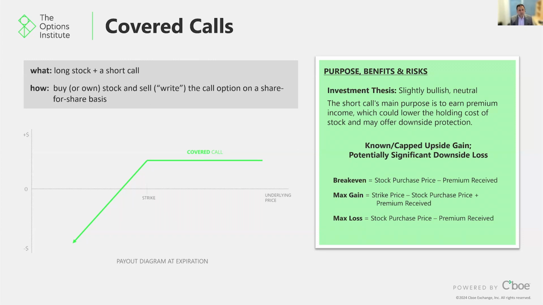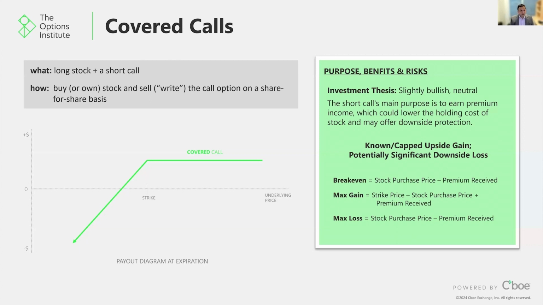So the break even is stock price minus the premium that you received. Your maximum gain, and this is important, is the strike price minus the stock purchase price plus the premium received. So that's the max gain. You are capped at that level. And your max loss is actually fairly substantial. So these aren't necessarily protection strategies. It does protect you for a small move down, but beyond that, you do have losses. So it's not like buying a put. You have some coverage, but beyond that, the max loss is the stock purchase price minus the premium received.